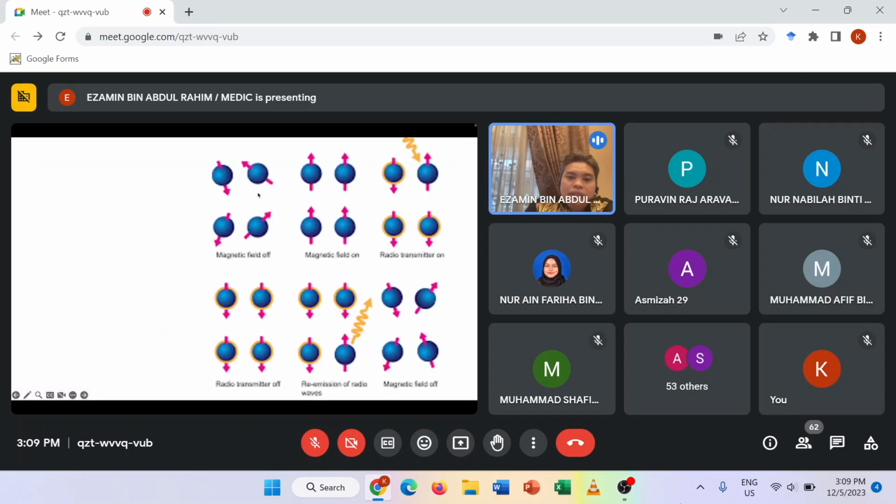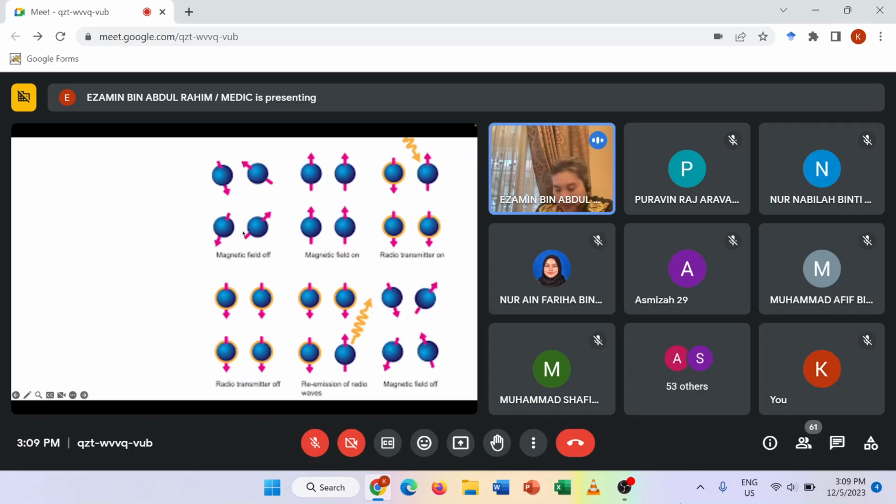Okay, this one. Normally what we measure is the proton, which most of the time is in fluid. The hydrogen proton.